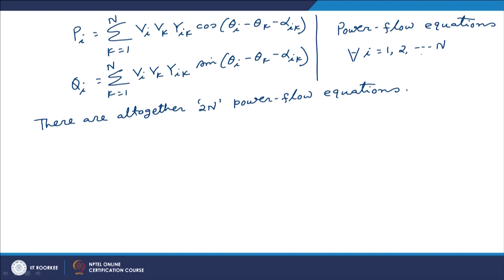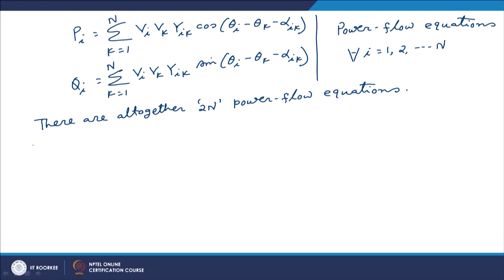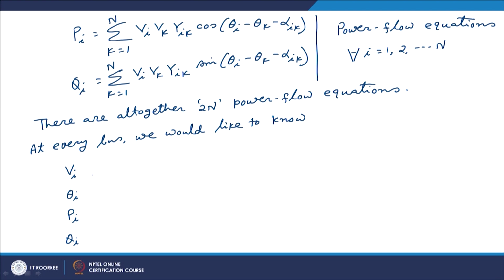Now let us see, at each and every bus, what are the electrical quantities which we would like to know. At every bus we would like to know the following quantities: Vi, that is the magnitude, angle, injected real power, and injected reactive power. So at every bus there are a total of 4 quantities. So we would like to know a total of 4n quantities to completely define our power system.